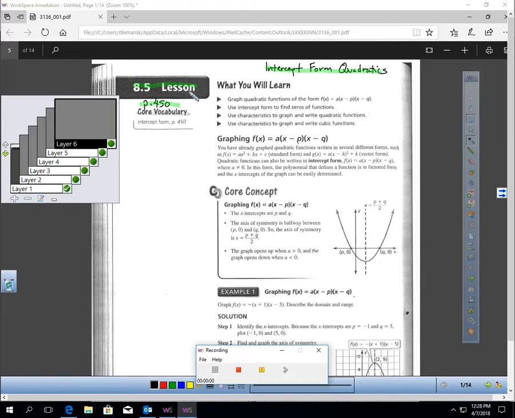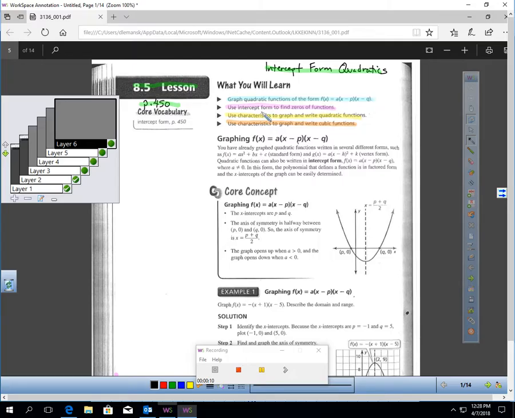This is lesson 8.5, page 450. In this lesson, you will learn about intercept form quadratics. The four major points that we will cover today: you will learn how to graph an intercept form quadratic.